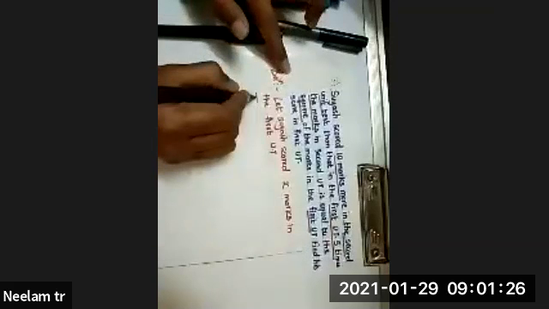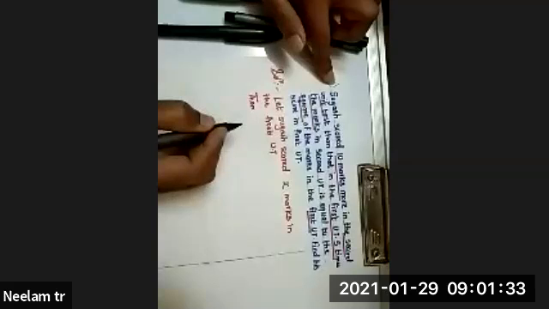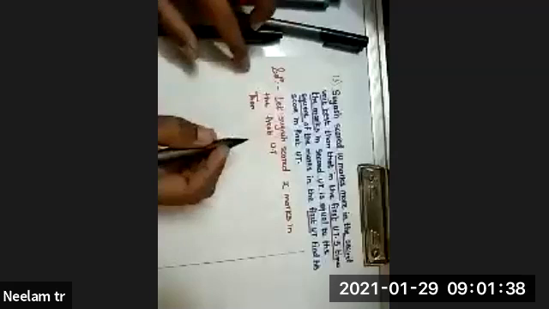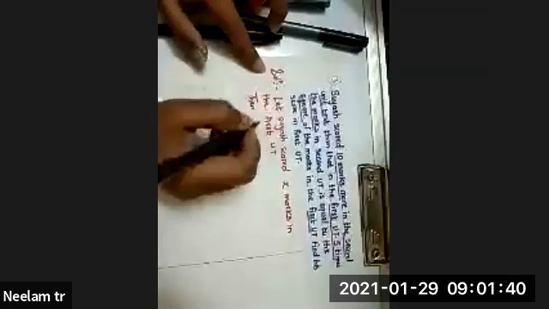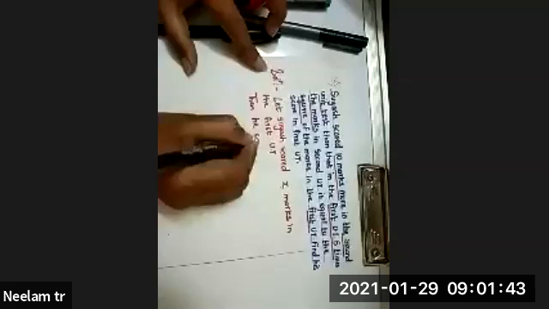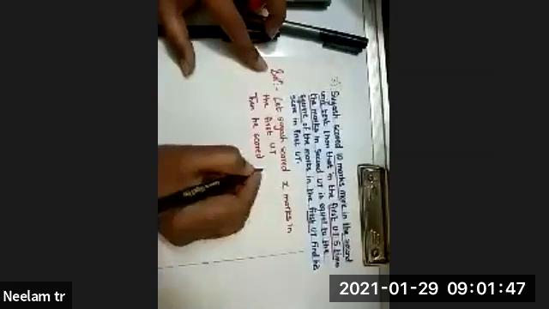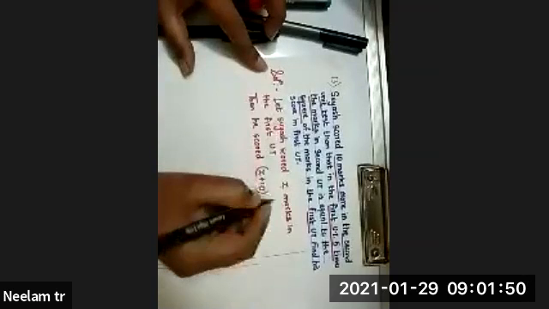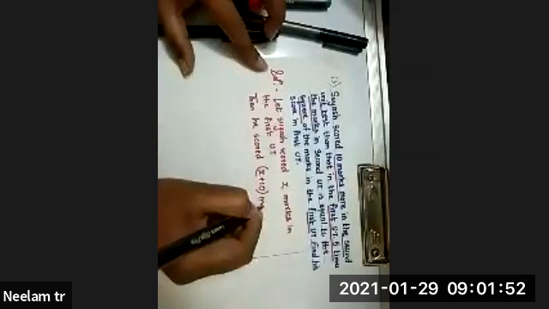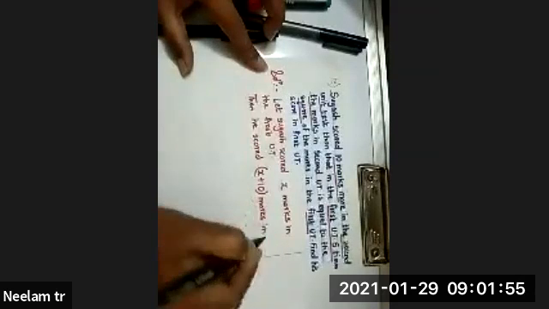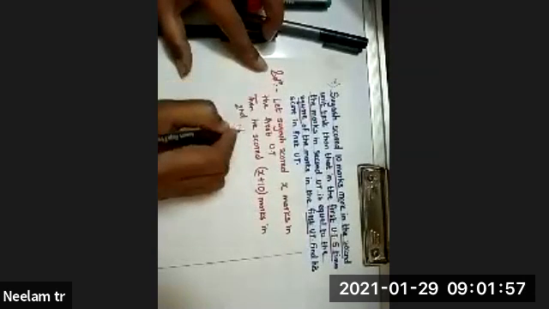Then he scored, what will you write? Whatever statement you write here, you will pick it from your question. Nothing extra you are going to write. You pick those sentences from the question itself. Then he scored 10 marks more, that is x plus 10 marks in his second unit test.